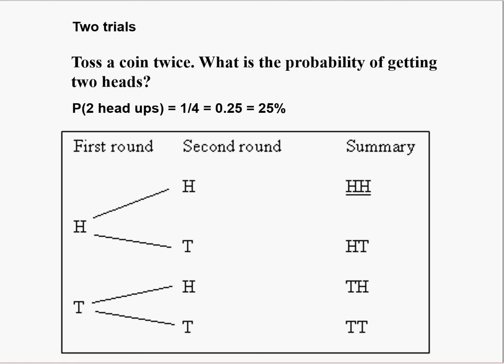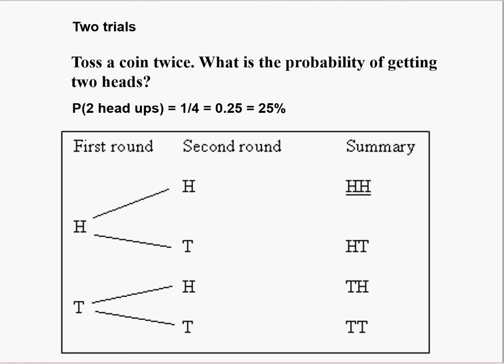So let's use this visual device to help us think through this problem. Tossing the coin twice means you toss the coin once and see what you get. Then you toss the coin a second time and see what you get again. If you get a head the first time and a head the second time too, that's the event that you are looking for.